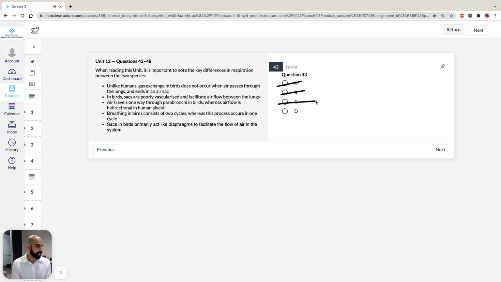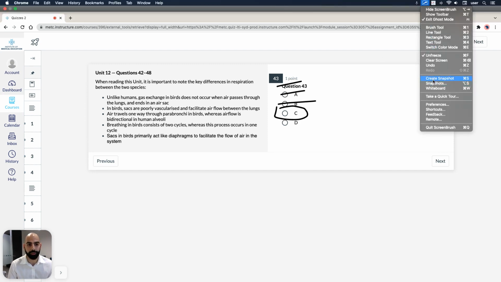And D, air does not trace the same path during inhalation and exhalation. That is true. You can see from figures 2 and 3 that air doesn't trace the same path during respiration. So the answer is going to be D. You could have eyeballed it straight away and found out it was D, but just take note of why the other answers are incorrect.